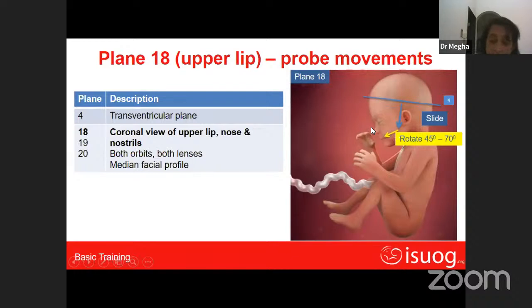We've already come anteriorly to the orbits, so I will then keep that end of my transducer steady and rotate the end over the cerebellum, away from the cerebellum to get a coronal view of the face. Slide in and out till I get the views that I need. And the rotation will depend upon how flexed or extended the baby's neck is.